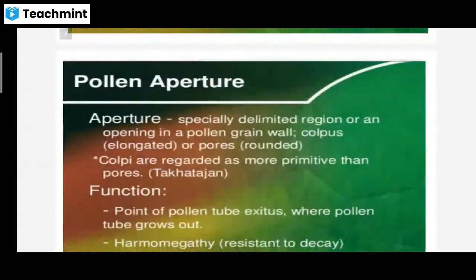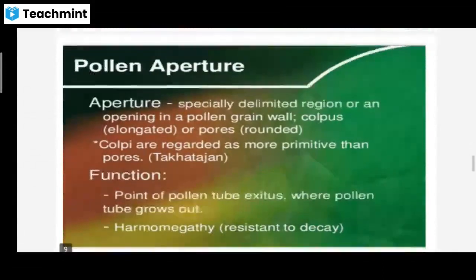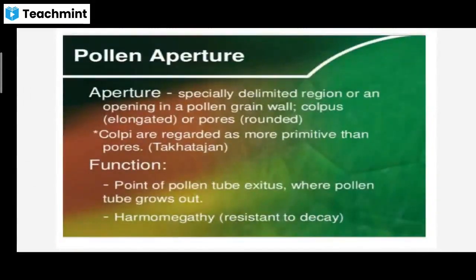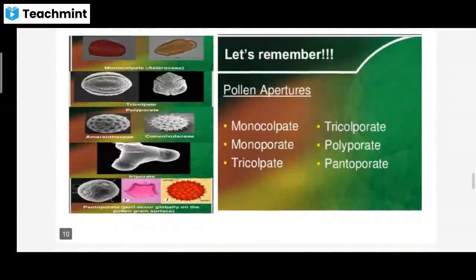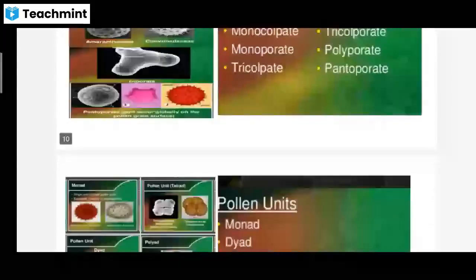Then turn to the apertures. Pollen apertures may be monocolpate in Asteraceae family, tricolporate or polycolporate in Amaranthus family, triporate and pentaporate in some families. Pollen grains are reproduced within the anther of the flower.